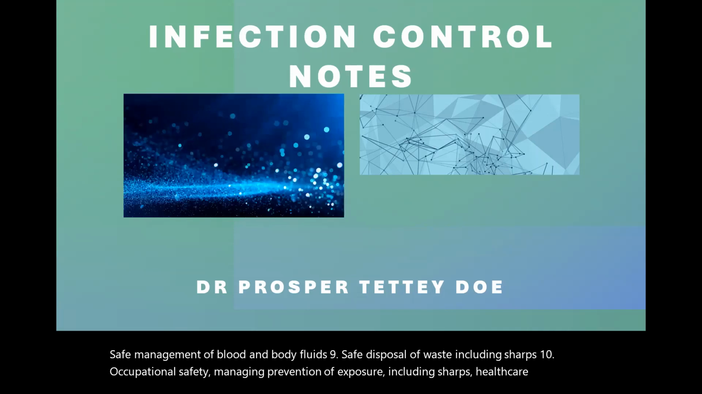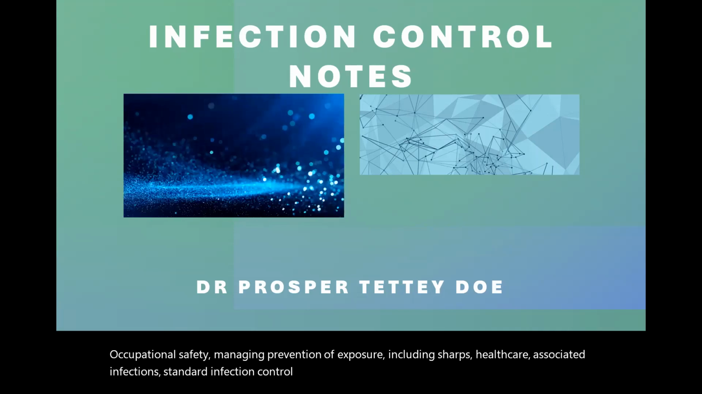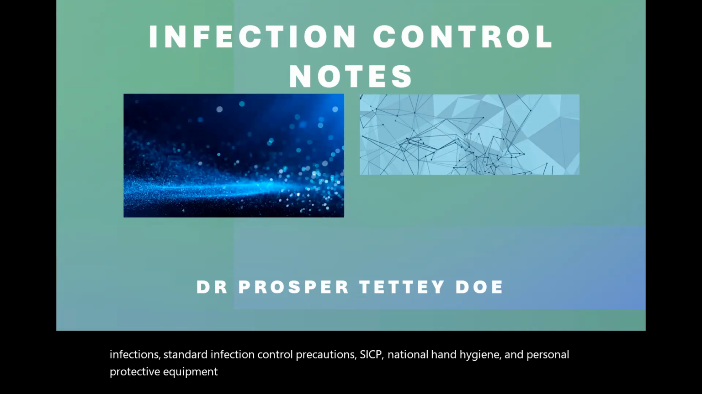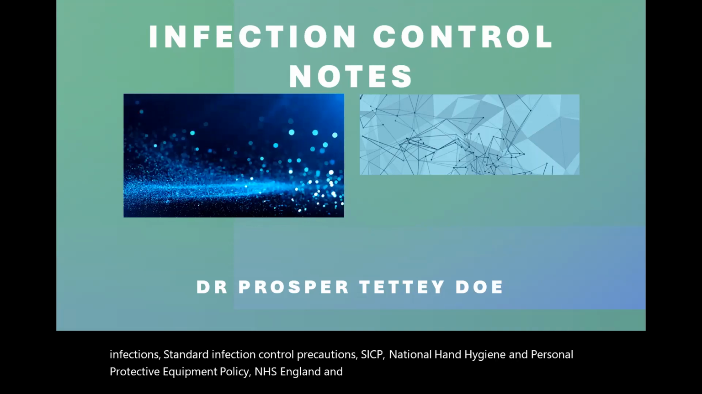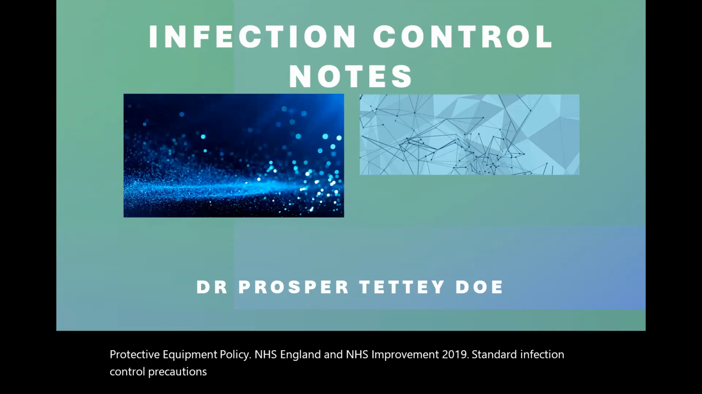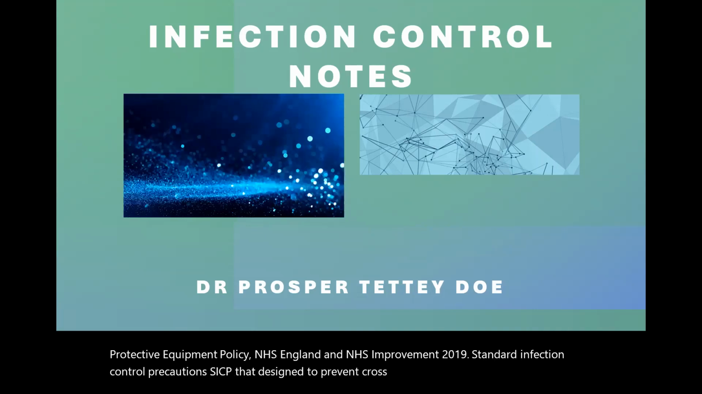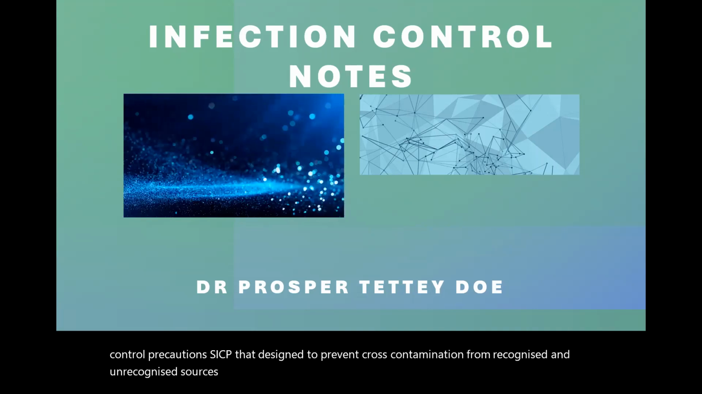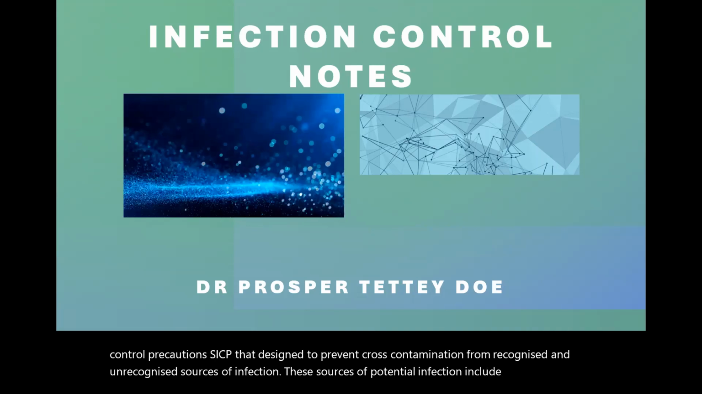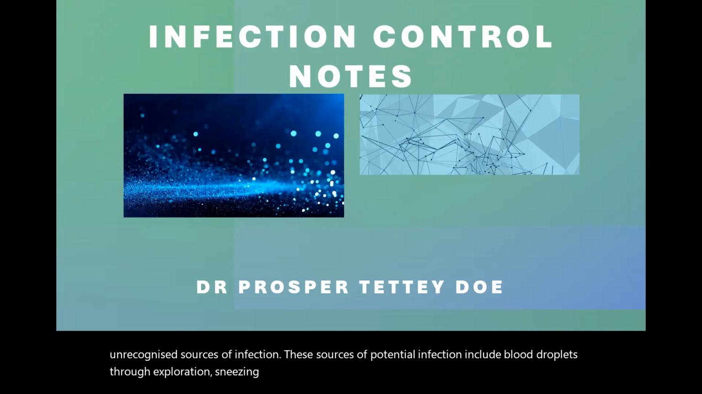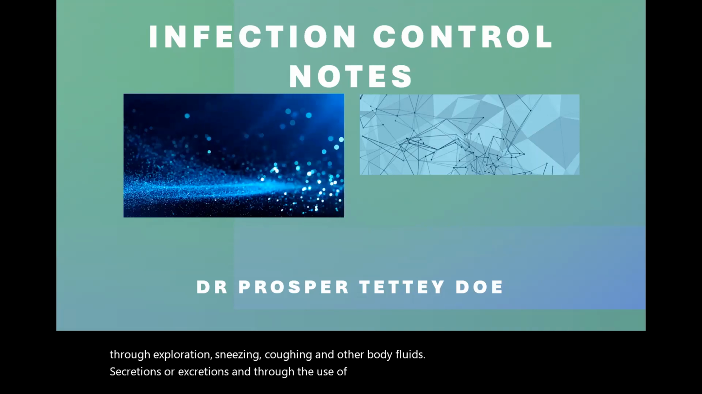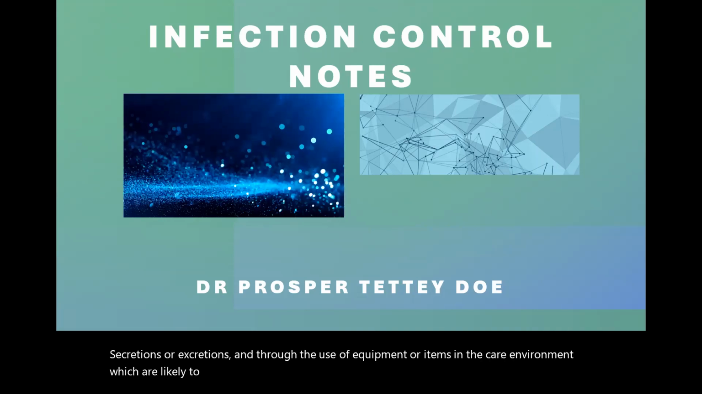Healthcare-associated infections, standard infection control precautions, SICP, National Hand Hygiene and Personal Protective Equipment Policy, NHS England and NHS Improvement, 2019. Standard Infection Control Precautions, SICP, are designed to prevent cross-contamination from recognized and unrecognized sources of infection. These sources of potential infection include blood, droplets through expiration, sneezing, coughing, and other body fluid secretions or excretions, and through the use of equipment or items in the care environment which are likely to become contaminated.